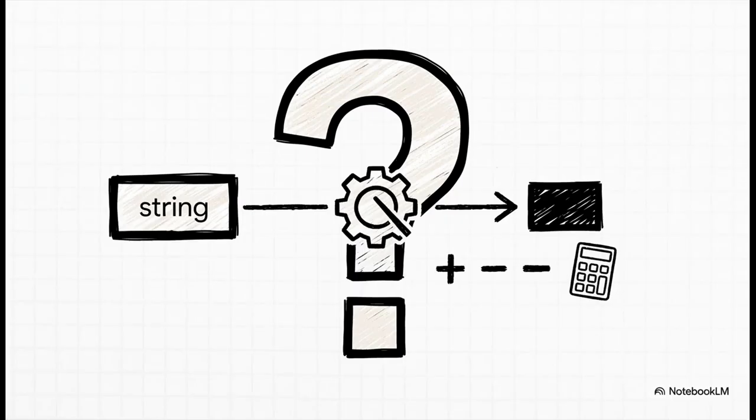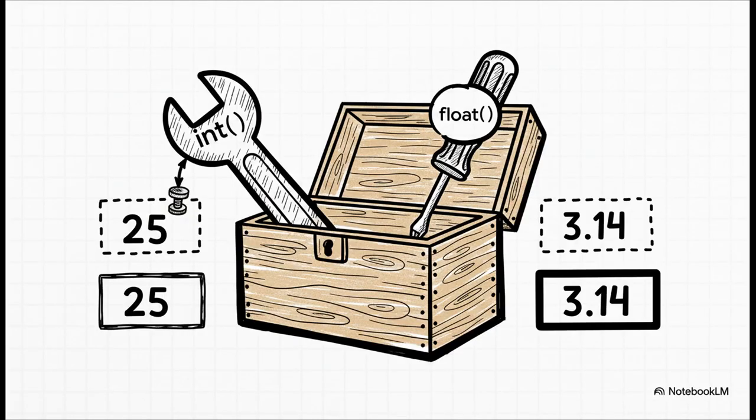And that leads us to the obvious question, right? How do we translate that text from the user into a number that Python can actually do math with? Well, lucky for us, Python has the perfect tools for the job. Say hello to your new best friends, int and float. These guys are your translation toolkit. They are the bridge from the world of strings to the world of numbers. Int will take a string, like "25," and turn it into the actual whole number 25. And float does the same for numbers with decimals, turning "3.14" into the number 3.14.